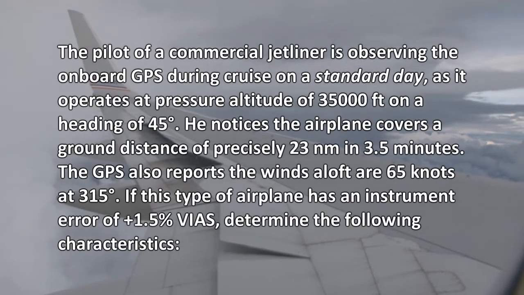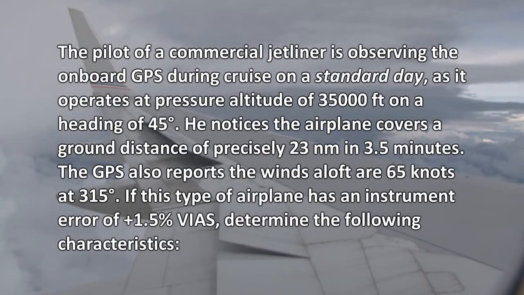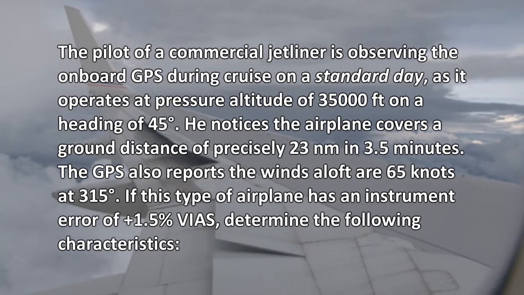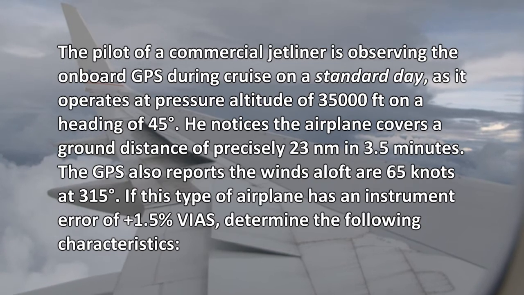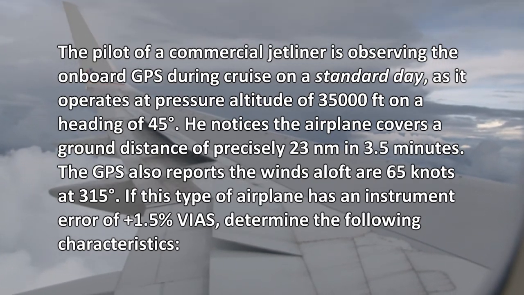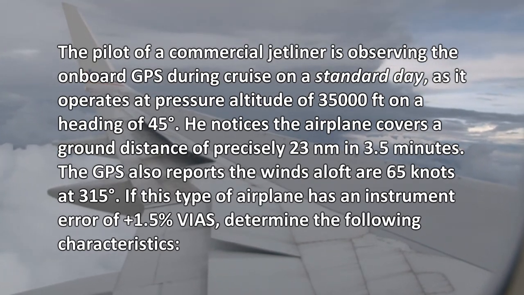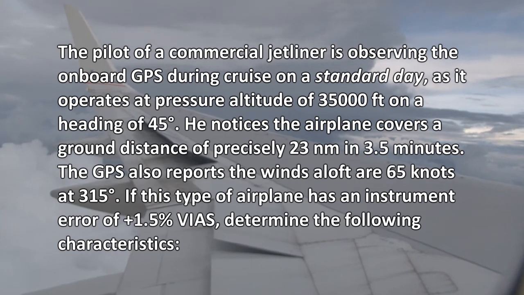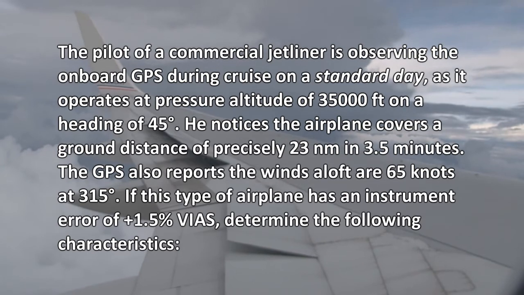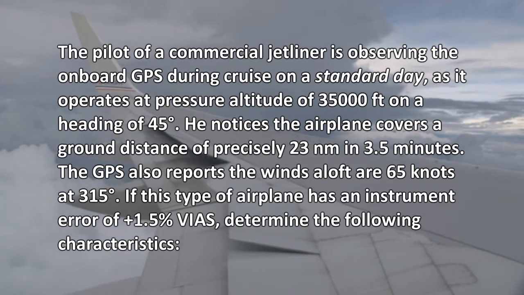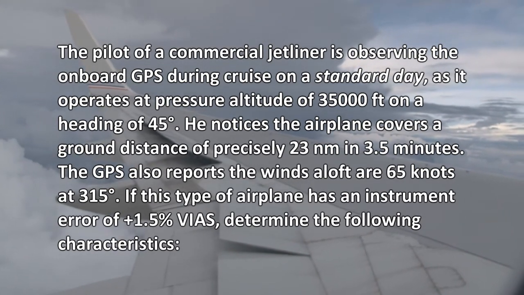The pilot of a commercial jetliner is observing the onboard GPS during cruise on a standard day as it operates at pressure altitude of 35,000 feet on a heading of 45 degrees. He notices the airplane covers a ground distance of precisely 23 nautical miles in 3.5 minutes. The GPS also reports the winds aloft are 65 knots at 315 degrees.